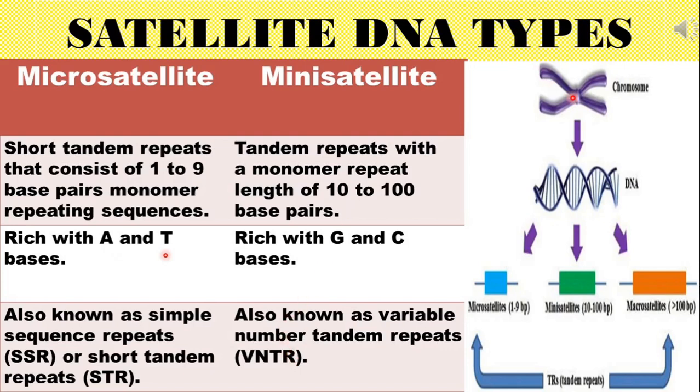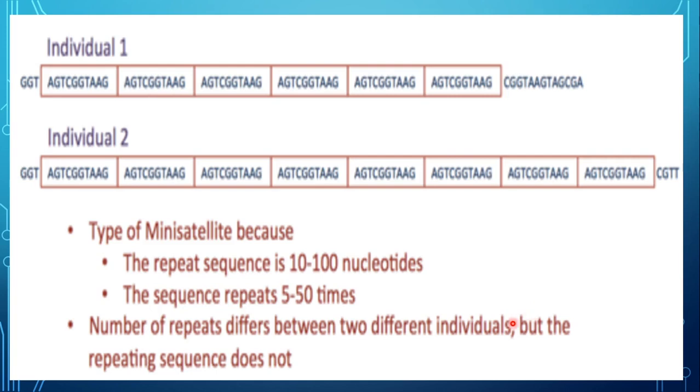So here we have the chromosome, the DNA. Within the DNA, some repeats are there. This particular portion is repeated after a certain interval, and then again it gets repeated. So when it is 1 to 9 base pairs, microsatellites; 10 to 100, minisatellites. If more than 100 base pairs, it will be called macrosatellites. Here is an example so that we get a better concept of satellites.